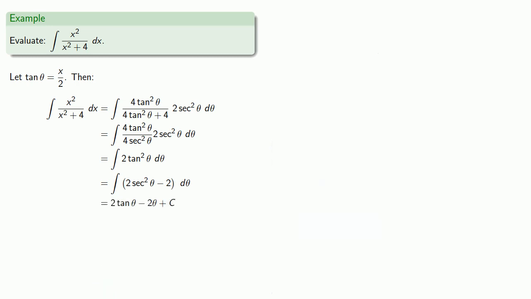Our last step is putting everything back into place, and because we started with an integral in terms of x, we need to end with an antiderivative in terms of x. Fortunately, we know something about tangent theta. Tangent theta is x over 2, and that means that theta itself is arctangent x over 2, and so that gives us our antiderivative.